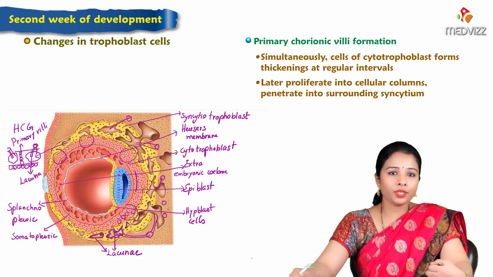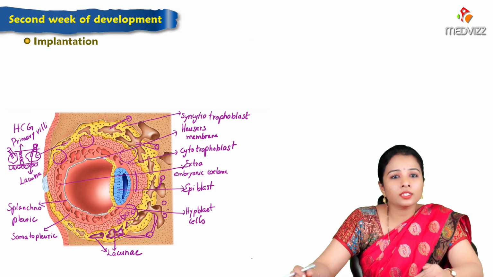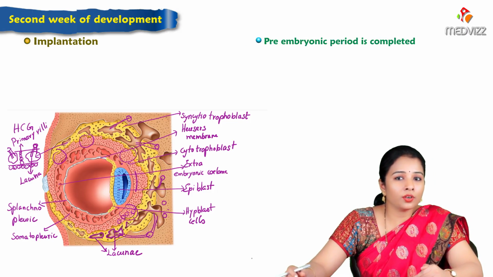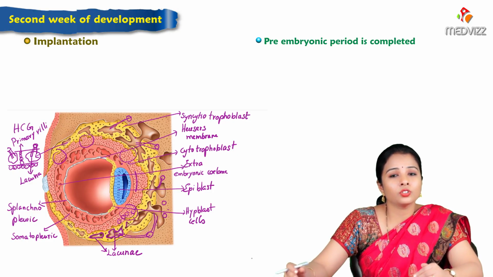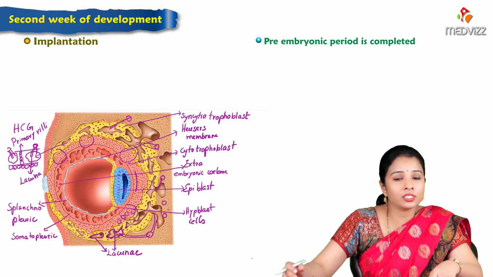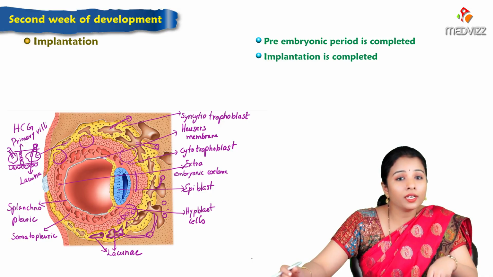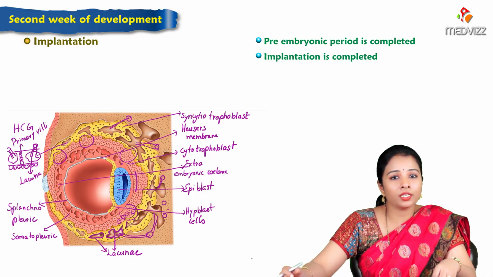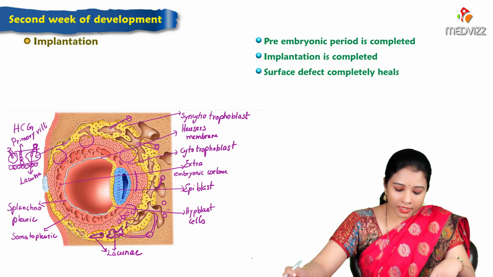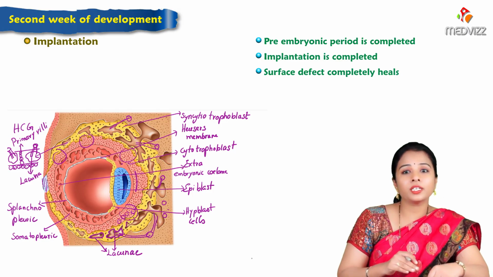And during the second week of development, we know that implantation completes. That is, the pre-embryonic period is completed by the end of the second week of development. So the embryonic period starts with the third week of development. Till the second week, we can call it the conceptus. By the end of the second week implantation is completed, and the surface defect is completely healed. You can see here, this is the surface defect which completely heals.